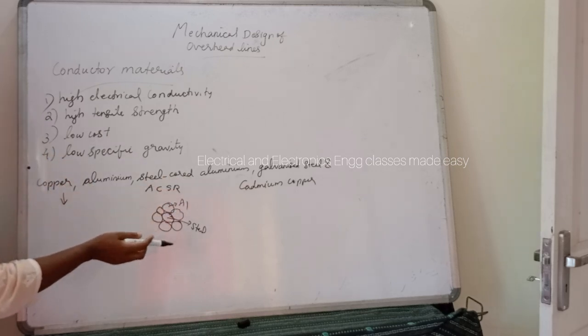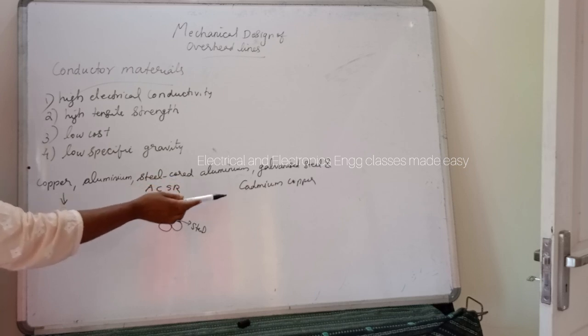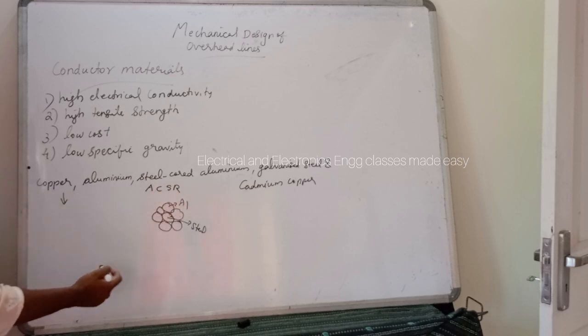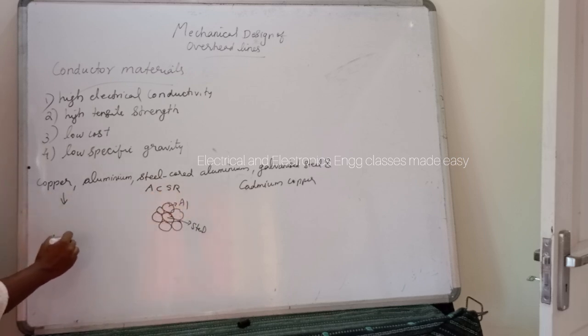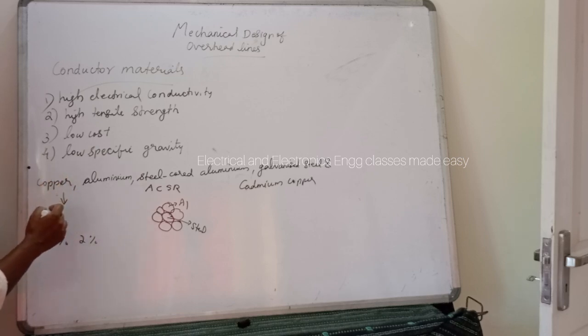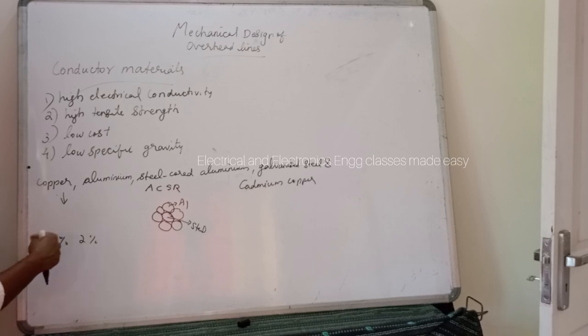Then cadmium copper. The conductor material now being employed in certain cases is copper alloyed with cadmium. An addition of 1% or 2% cadmium to copper increases the tensile strength by about 50% and the conductivity is only reduced by 15% below that of pure copper. Therefore, the cadmium copper conductor can be useful for exceptionally long spans.